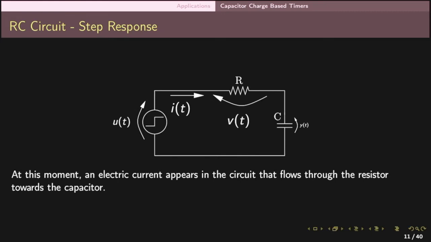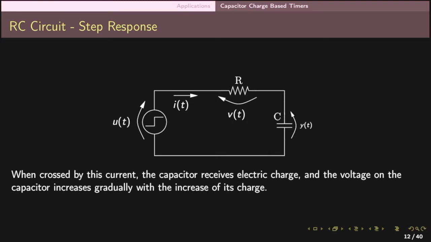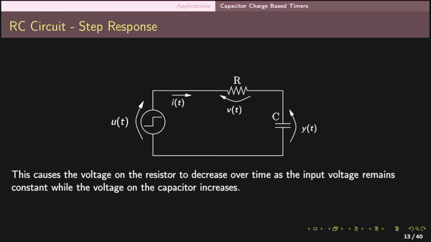At this moment, an electric current appears in the circuit that flows through the resistor towards the capacitor. When crossed by this current, the capacitor receives electric charge, and the voltage on the capacitor increases gradually with the increase of its charge. This causes the voltage on the resistor to decrease over time as the input voltage remains constant while the voltage on the capacitor increases.